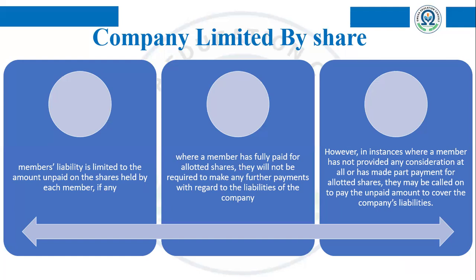Okay, so that's the bit where it says, in instances where a member has not provided any consideration at all, or has made part payment for allotted shares, they may be called on to pay the unpaid amount. So in a company limited by shares, the shareholder will only be called to come and pay any money he or she has not paid if there are huge losses and the business needs money to take off. Great. May I hear from you, Josephine?